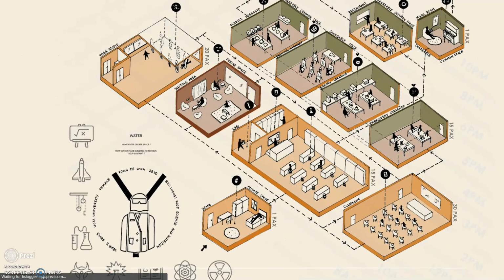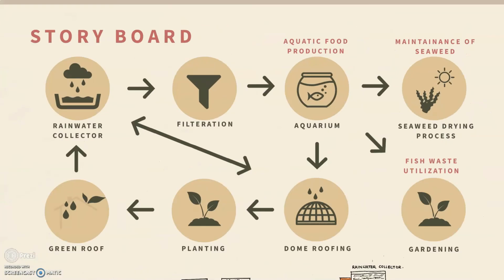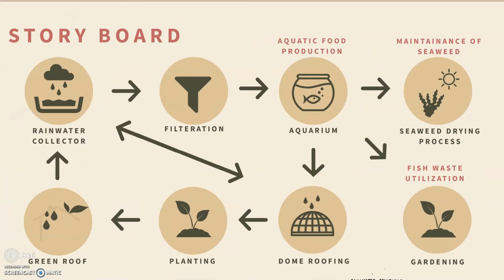When we talk about water, I think about how water creates space and how water helps the building achieve self-sustainability. So, using this concept, basically we need a rainwater collector to collect the water. After filtration, the water will be channeled to the aquarium for student Y in the lab to observe the aquatic food production.